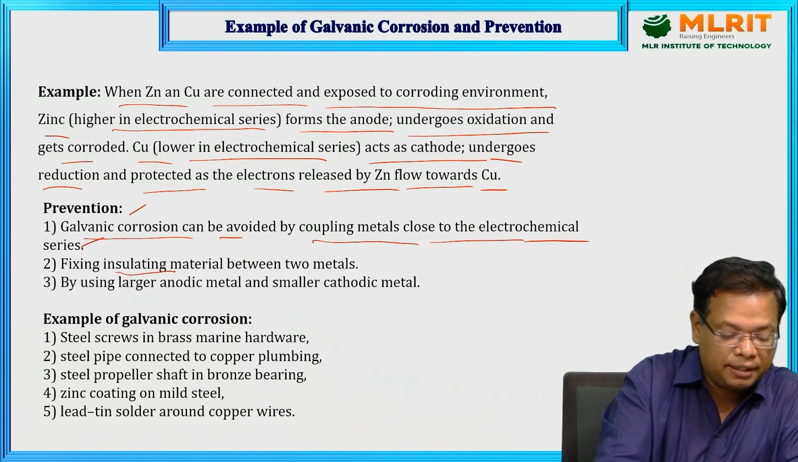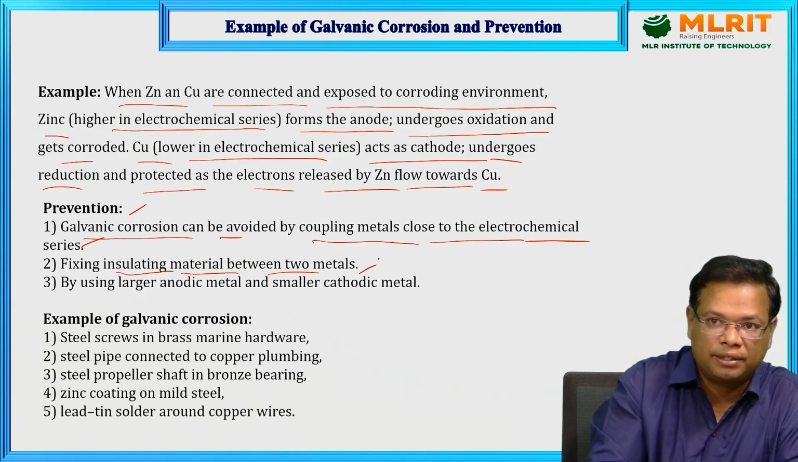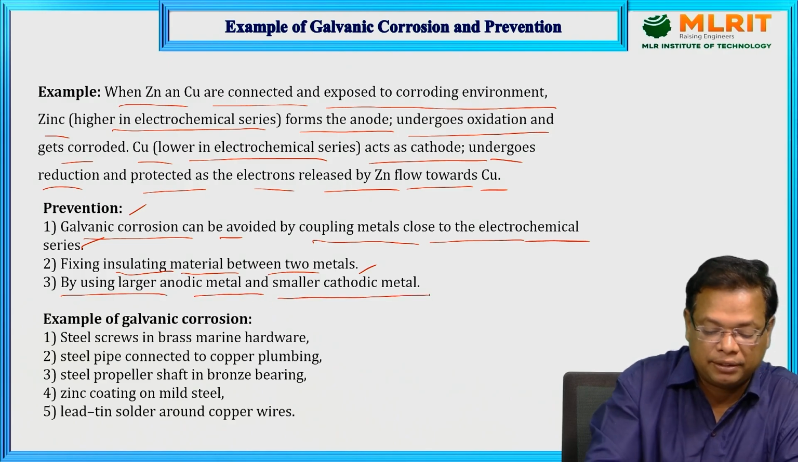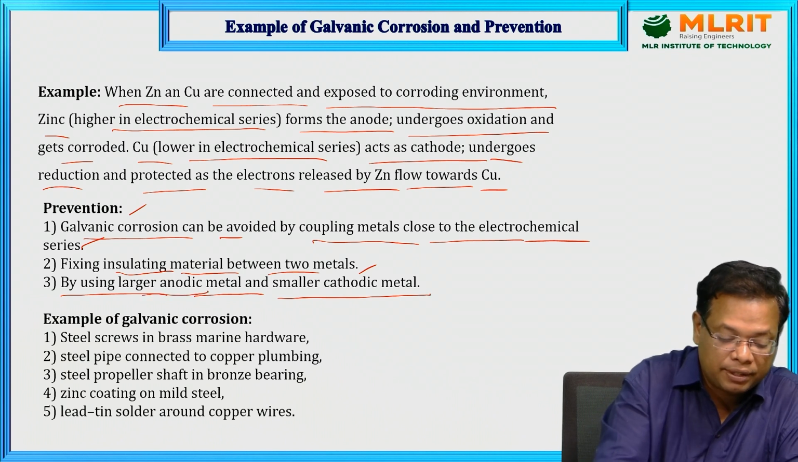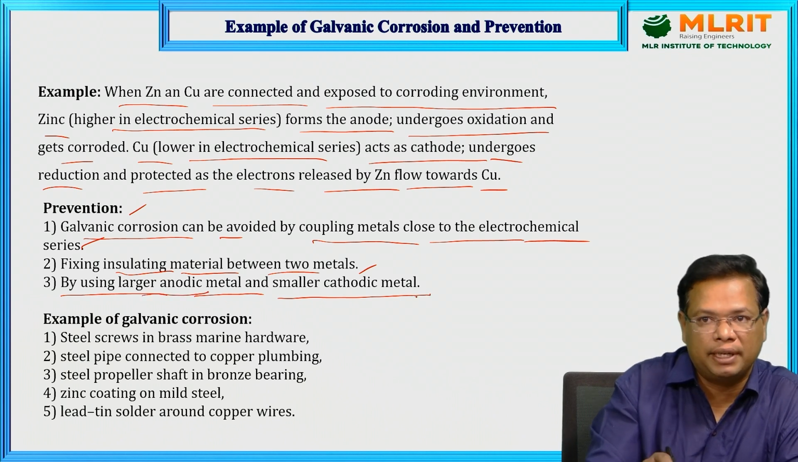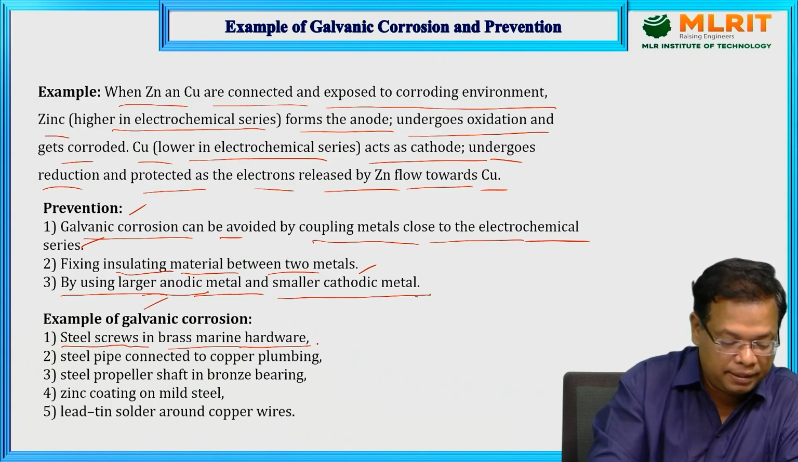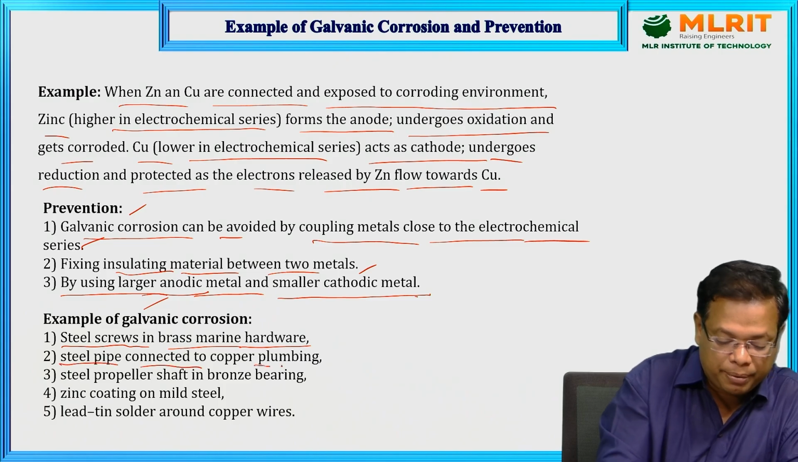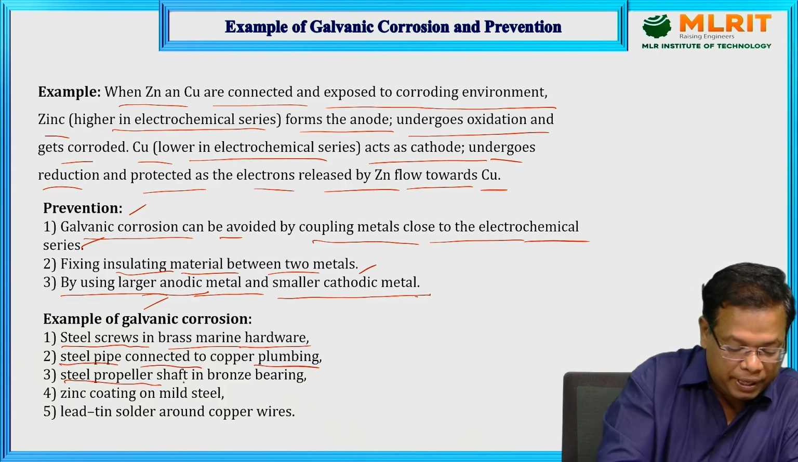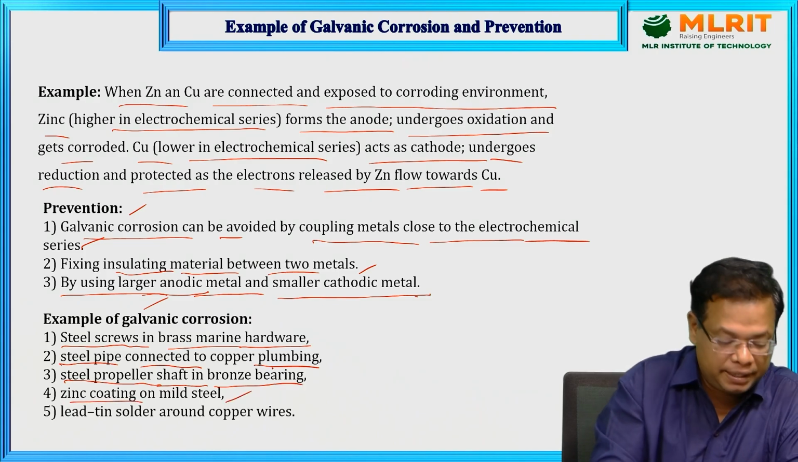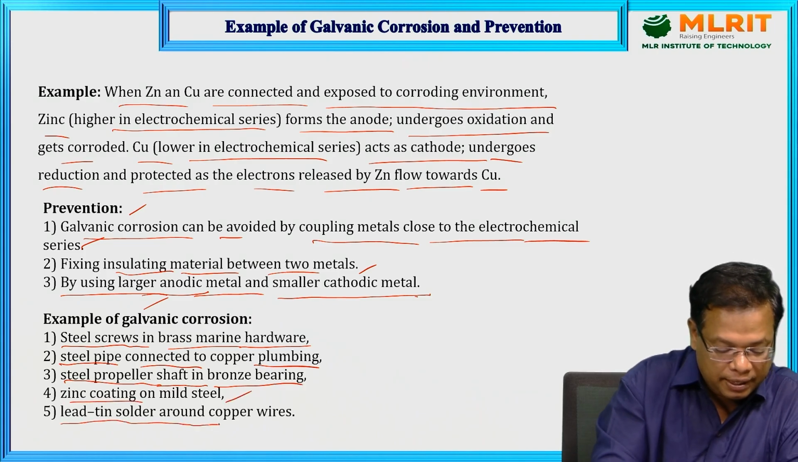By fixing an insulating material between the two metals, we can also protect against corrosion. By using a larger anodic metal and a smaller cathodic metal, we can also control the corrosion. Examples of galvanic corrosion: steel screws in brass marine hardware, steel pipe connected to copper plumbing, steel propeller shaft in bronze bearing, zinc coating on mild steel, lead-tin solder around copper wires.